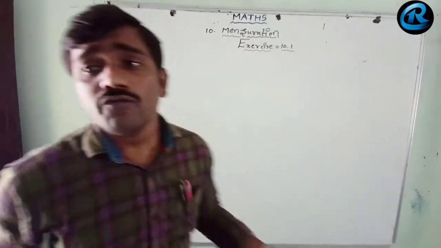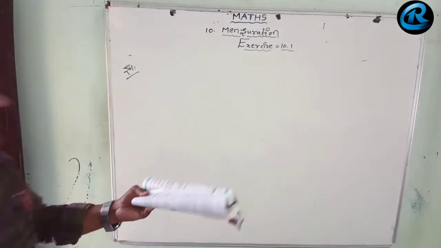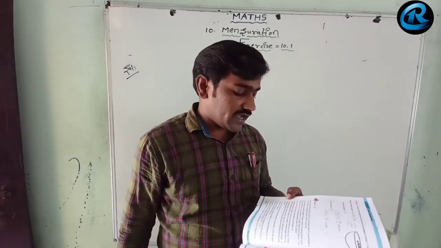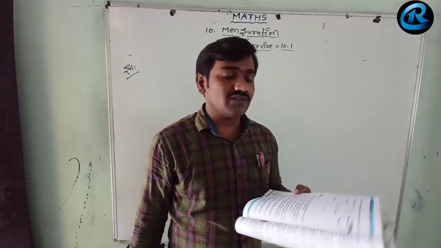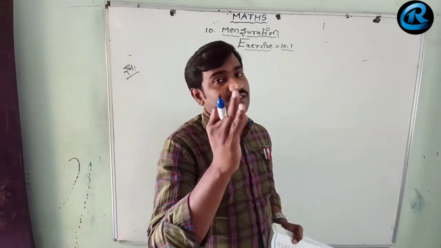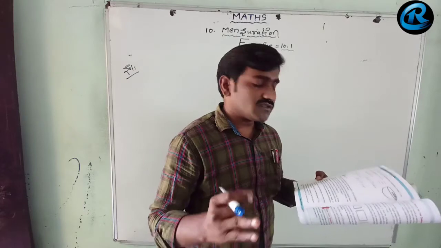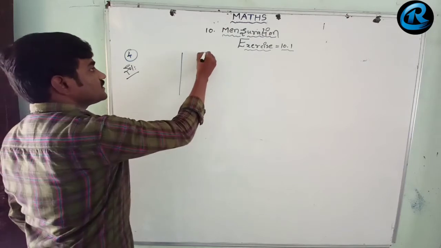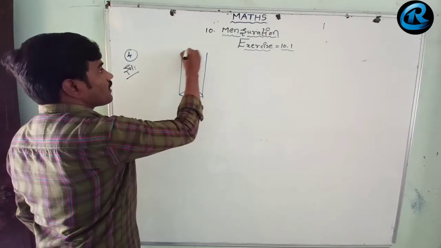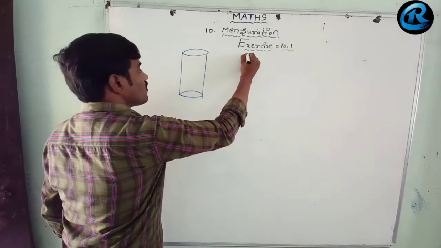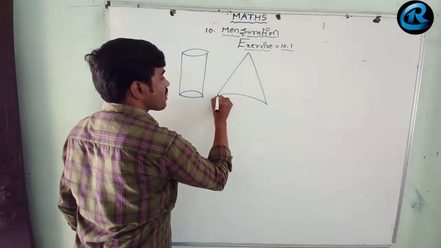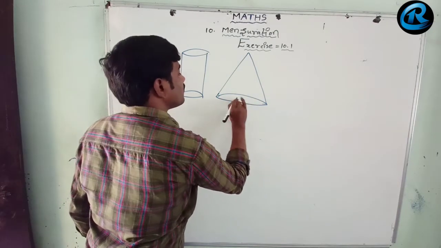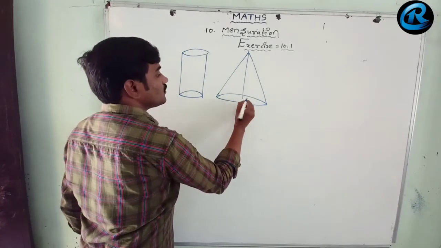Then we go for the fourth question of this exercise. The lateral surface area of a cylinder is equal to the curved surface area of a cone. So let's go for that. Here there is a cylinder and there is our cone. But what he mentioned here, let us go through that.